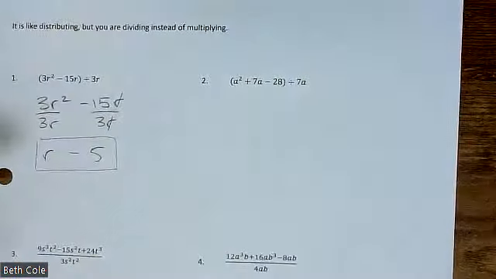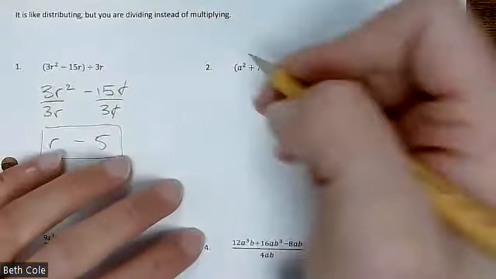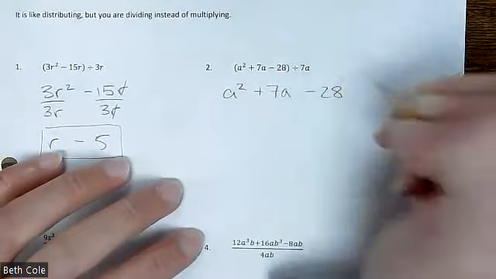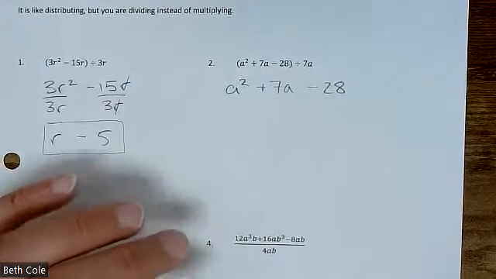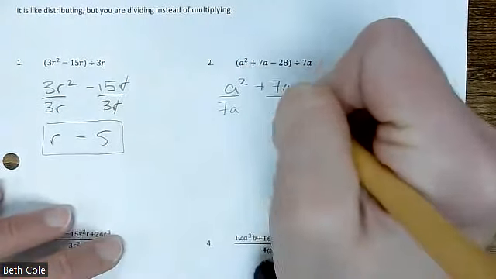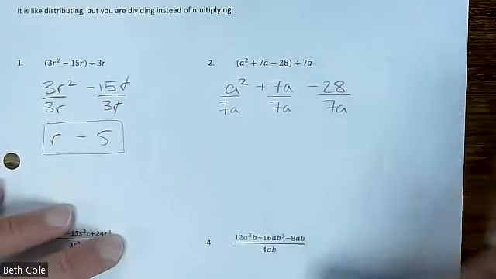How many problems did I put on here? 2. We're just going to try that a few more times. That's all that this is, right? So for this one, you're going to write a squared plus 7a minus 28. And you want to divide all of those by 7a. So again, don't be too proud to write it.